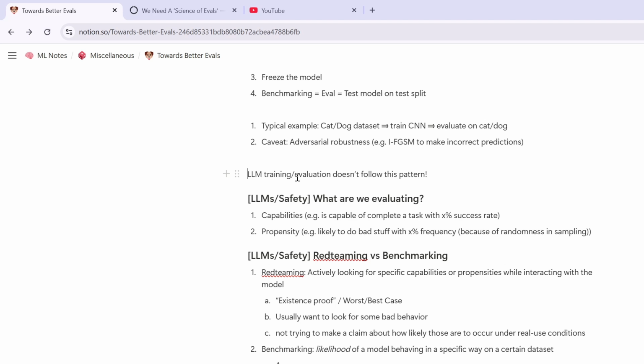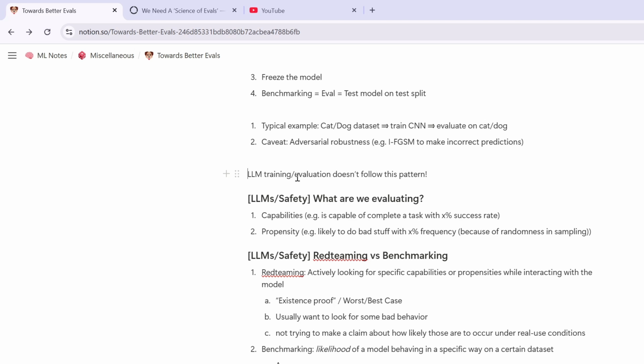Because LLM training and evaluation doesn't follow the standard pattern, we sometimes have to use different definitions. This is something the field in general isn't super advanced in at this point. I still don't think there's a well-established nomenclature for how all this evaluation terminology works, but at least I'll be referencing this guy's definitions.